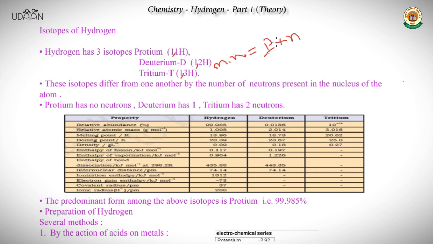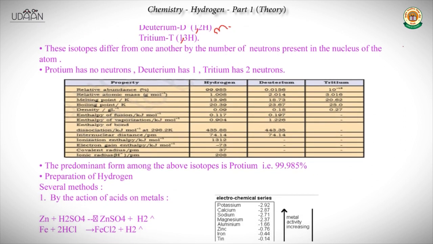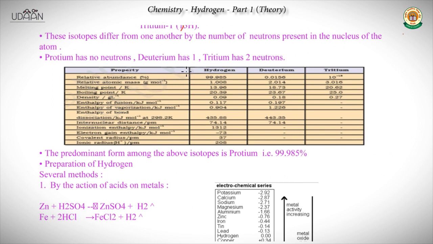Atomic number gives the position in the periodic table, and it is found by the number of protons in the nucleus. So these isotopes are the same in atomic number but different in mass number. Protium has no neutrons, deuterium has 1 and tritium has 2 neutrons.